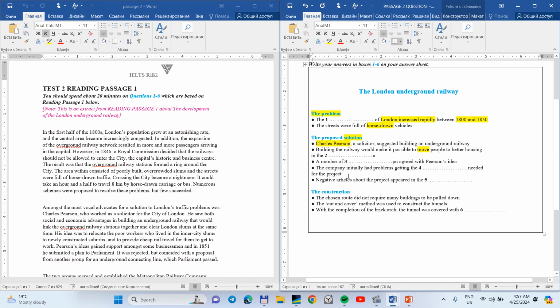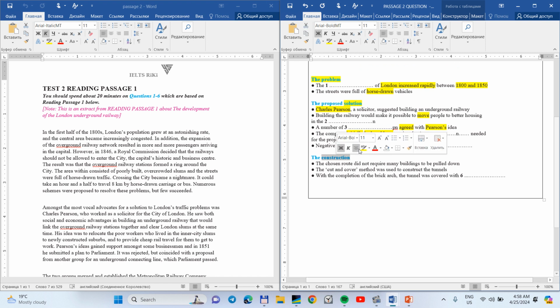And the company initially agreed here. A person's idea is a keyword. So the company initially had problems getting something needed for the project. Problems getting something. What? Getting a noun. And the negative articles is a keyword here. About the project appeared in the where.